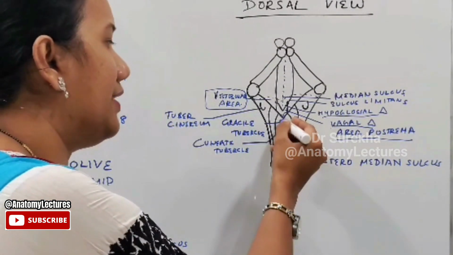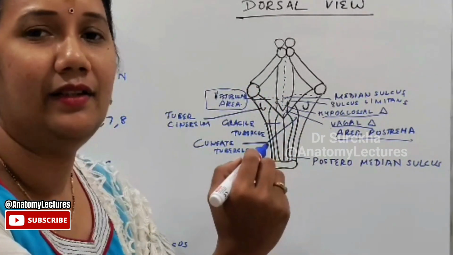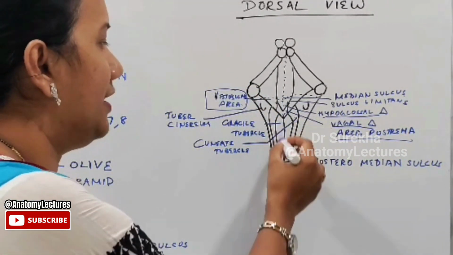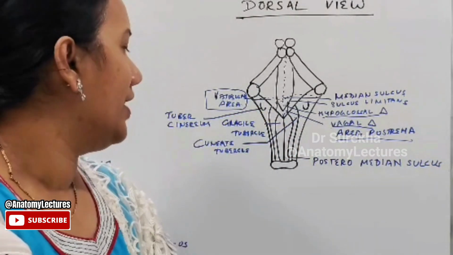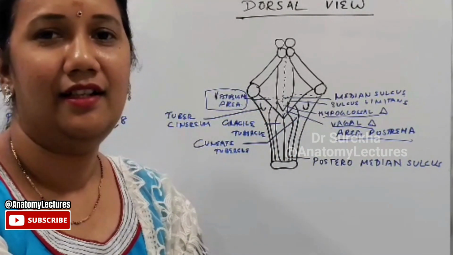So this gracile tubercle will continue below as the fasciculus gracilis, and the cuneate tubercle will continue below as the fasciculus cuneatus.